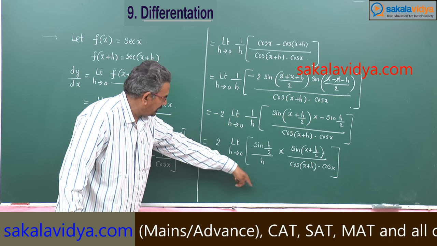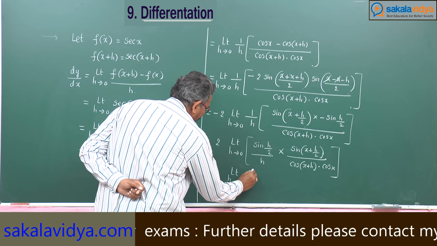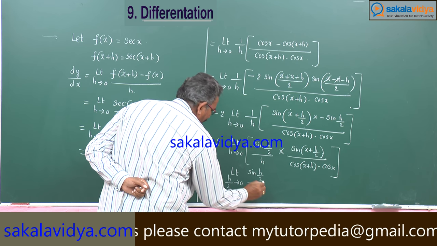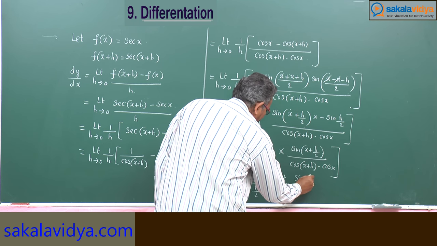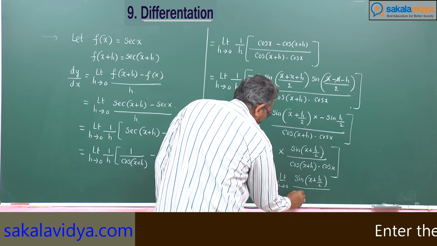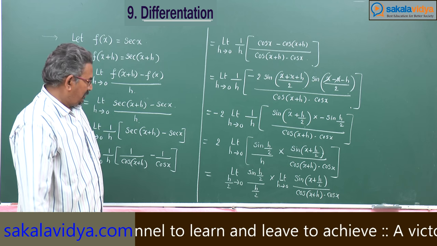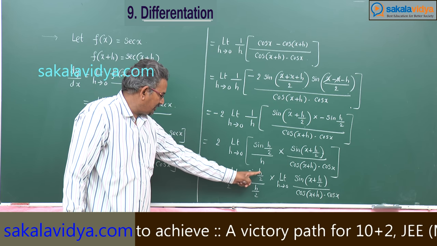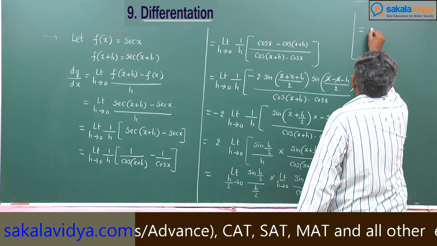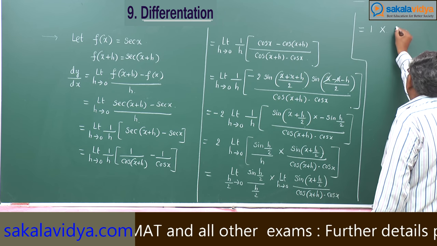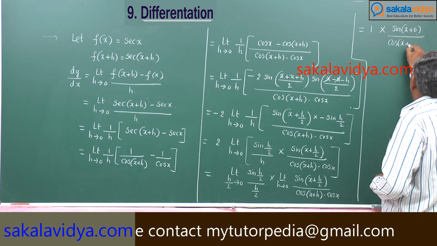Now this 2 by h can be written h by 2. Now this can be written limit h by 2 tends to 0, sin h by 2 by h by 2, multiplied by limit h tends to 0, sin of x plus h by 2 by cos of x plus h into cos x. If you say h by 2 is equal to theta, limit theta tends to 0, sin theta by theta becomes 1. So 1 into, h by 2 becomes 0, sin of x plus 0 by cos of x plus 0 into cos x.